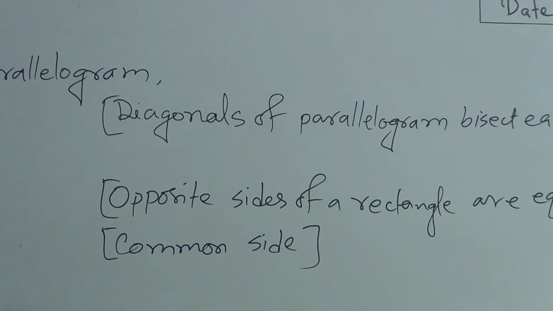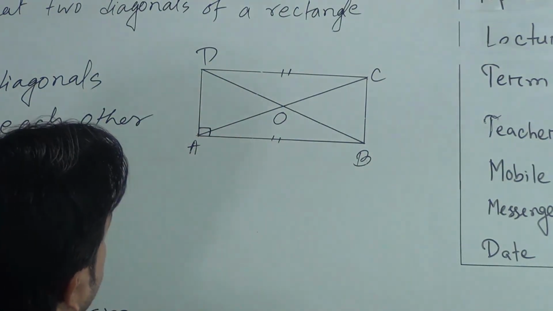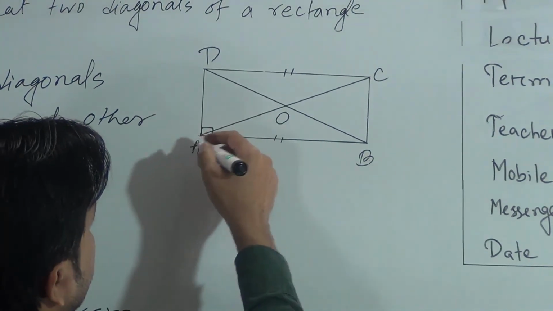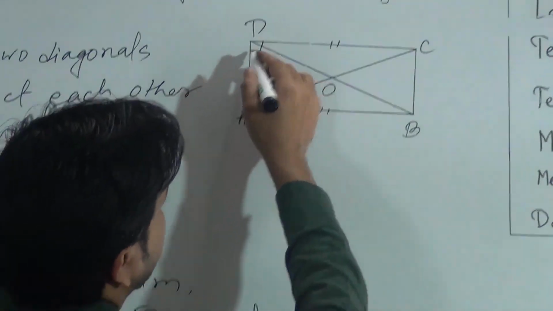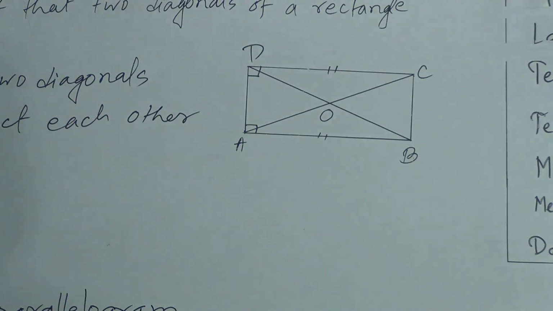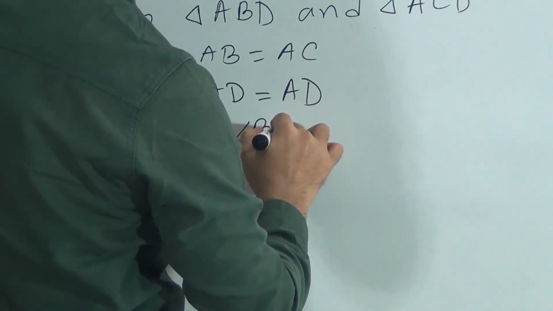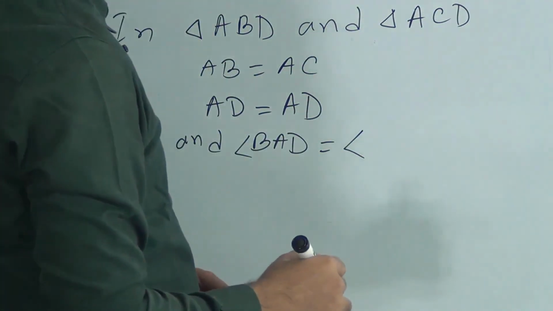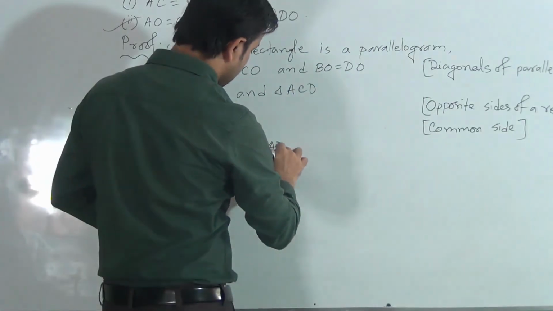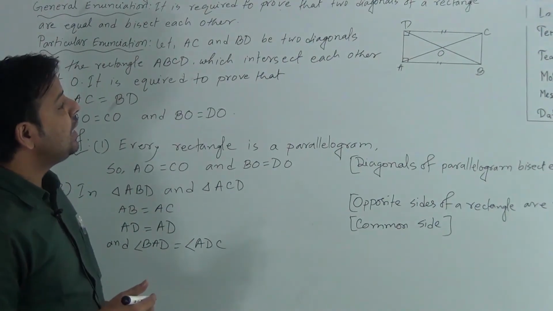Now we can consider the angle included by side AB and AD will be this angle, and as ABCD is a rectangle, this angle is a right angle. And again, in case of triangle ACD, the angle included by side CD and AD will be this angle. This angle is also a right angle, so we can say these two angles are equal. So we can write here angle BAD is equal to angle ADC.